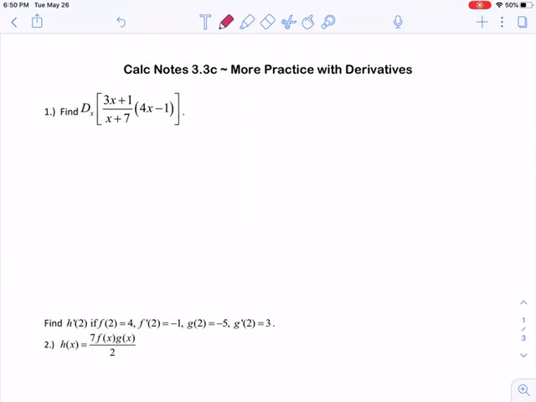To take a look at some more practice with derivatives. So let's take a look at our first problem. We want to find the derivative of (3x plus 1) all over (x plus 7), times (4x minus 1). So if I take a look at what's happening first here, I have the product of two functions. So I want to go ahead and use my product rule first.